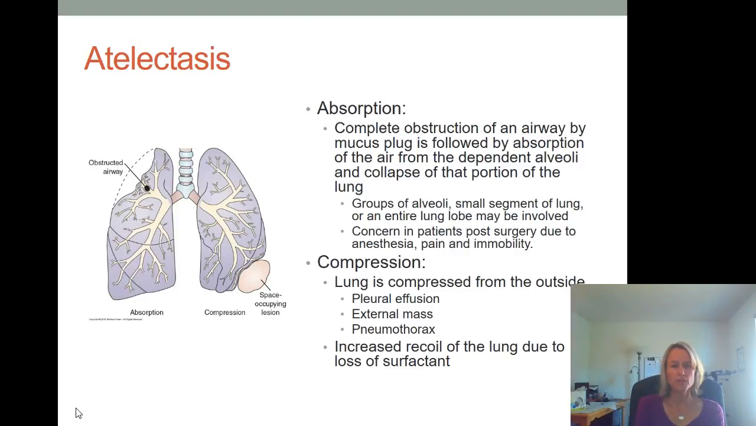Okay, so absorption atelectasis is going to be shown here. So we have complete obstruction of the airway by like a mucus plug, and then this is going to be followed by absorption of the air away from the downstream alveoli, and that's going to cause collapse of that portion of the lung. So if you think about it here, originally this is filled with air, and then we get a block with a mucus plug, and this air can't be replaced or refreshed. Eventually it's just going to diffuse away, and then that's going to cause collapse.